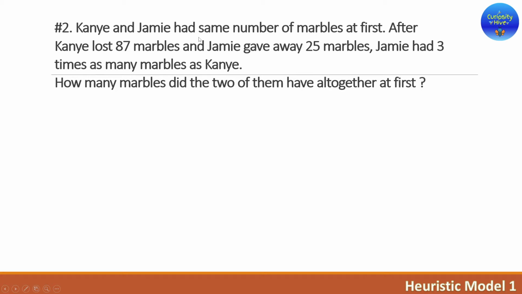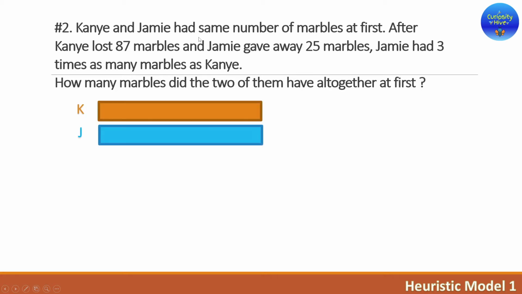So, from the first statement, we know that Kanye and Jamie had the same number of marbles. So, I draw 2 blocks of the same length. Now, after Kanye lost 87 marbles and Jamie gave away 25 marbles, this is our resulting figure.